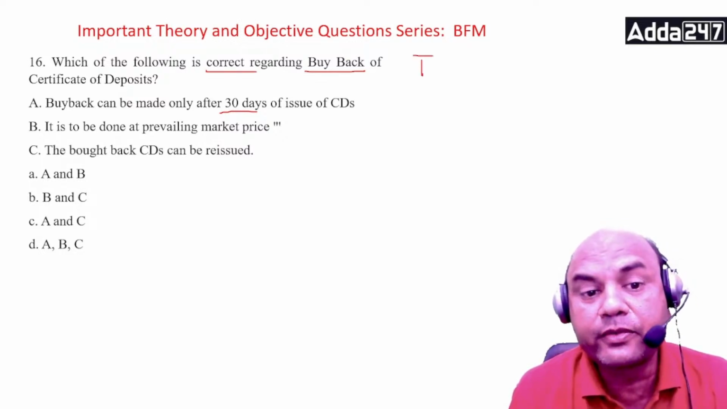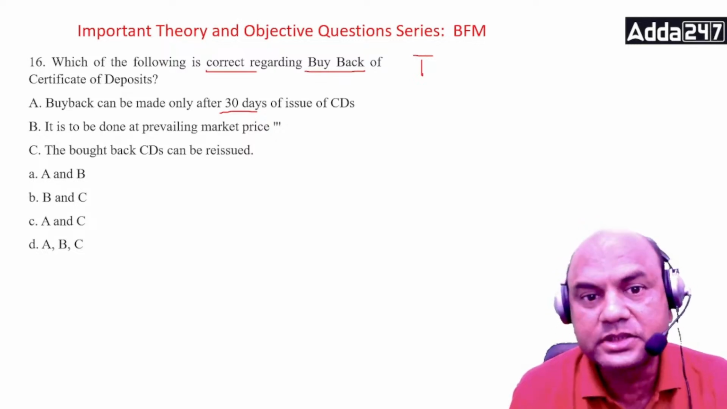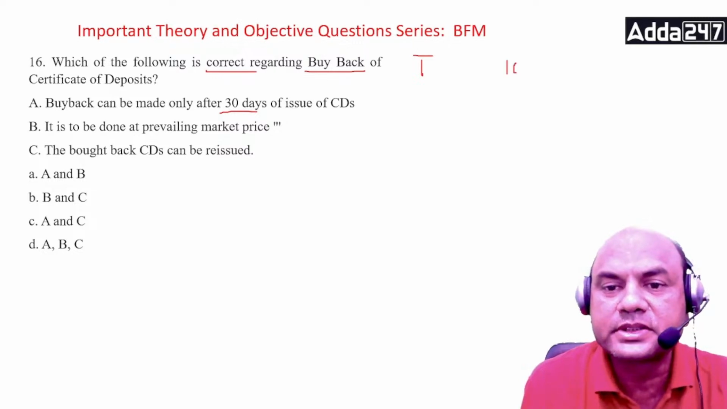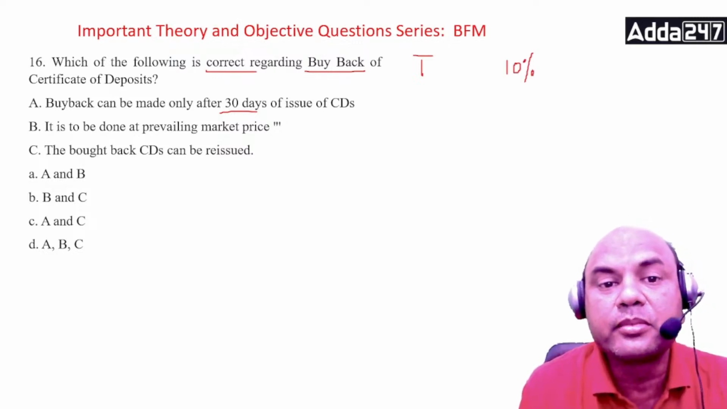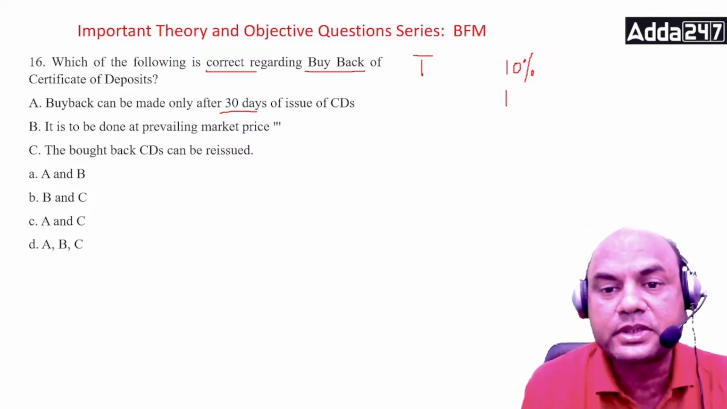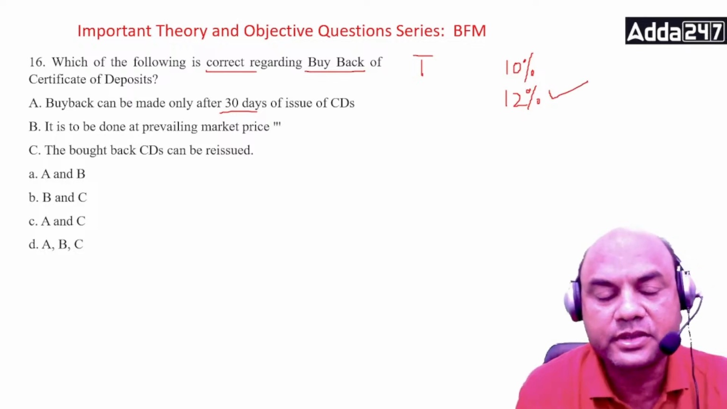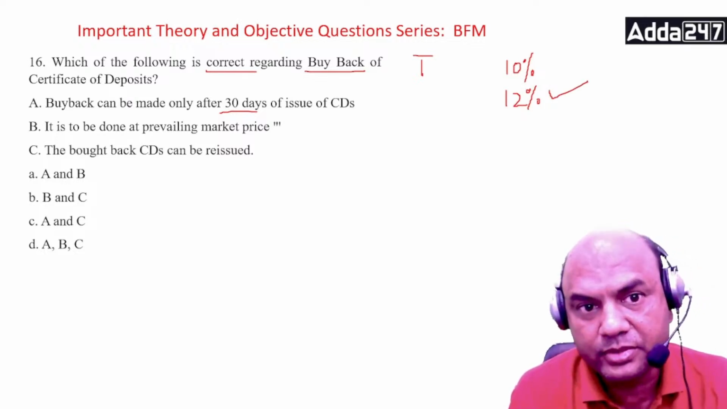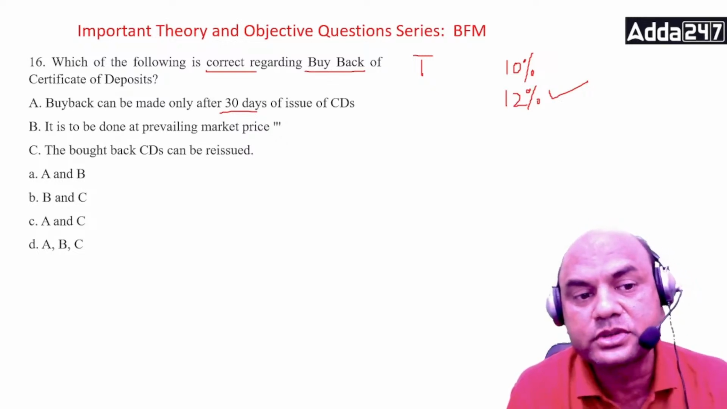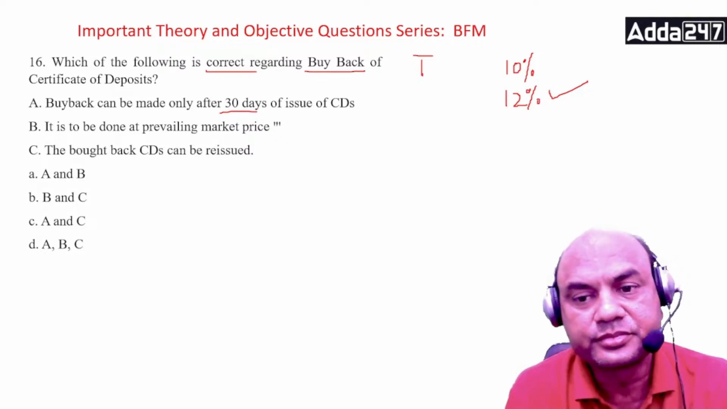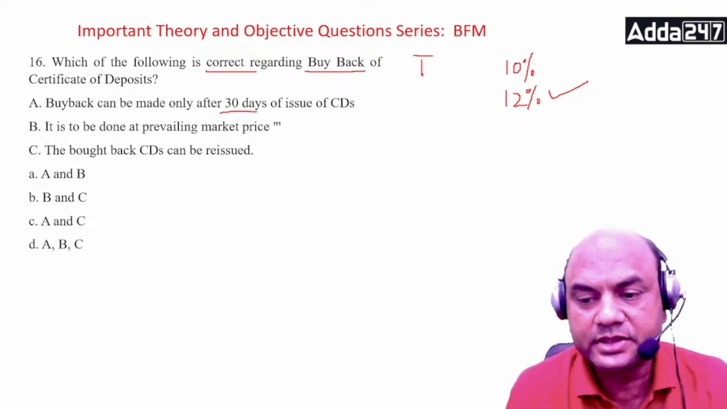It is done at a prevailing market price. Means suppose I've issued the CD at, let's say, 10%, and after 1 month I am buying it back. If the rate going on is 12%, then I'll have to buy it back at 12%, not 10%. The bought back CDs can be reissued. Means I can reissue those CDs again to someone. So which one is correct? Think about it.